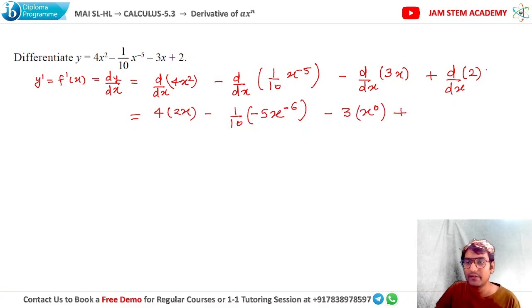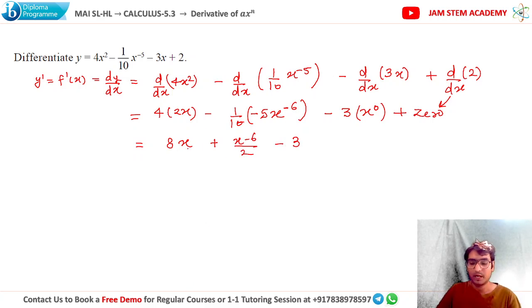Plus derivative of a constant number. Constant is not changing, so there is no rate of change for that. So its derivative is 0 for this part. Always remember, derivative of a constant number is always 0. So hence the result says 8x minus, that gives minus minus becomes plus, 5 over 10 gives you 1 by 2. So x to the negative 6 by 2 minus 3 is the answer.